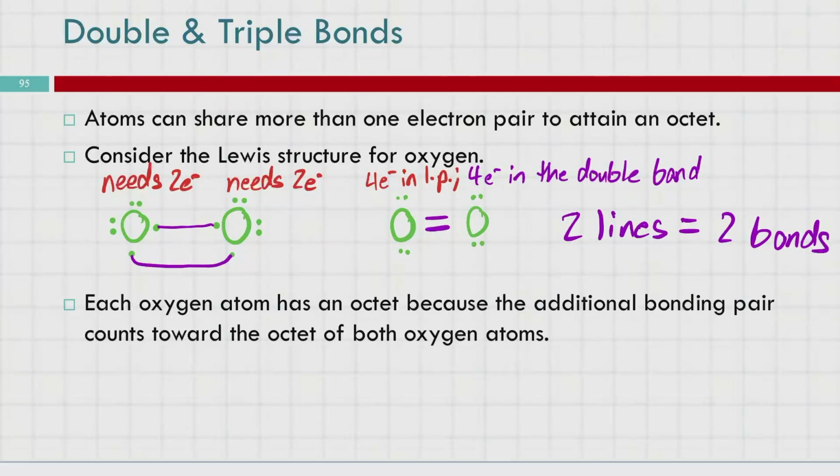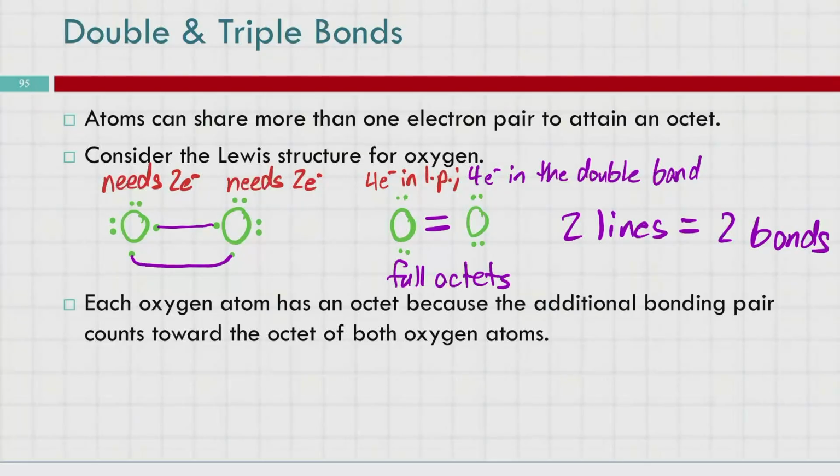So that's why our oxygen also forms diatomic molecules, because it can share 2 electrons, and that extra bonding pair counts for both of the oxygen atoms. They both get their full octets. Again, octet is the goal. Questions so far?